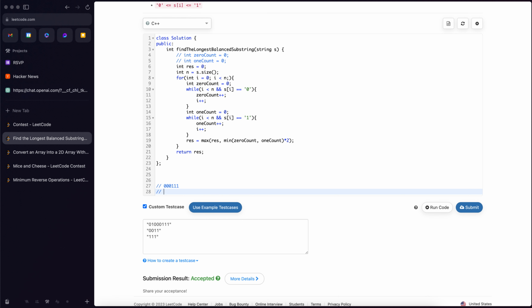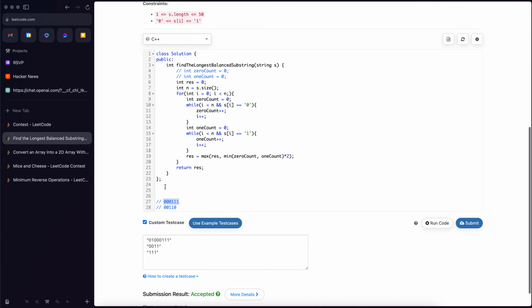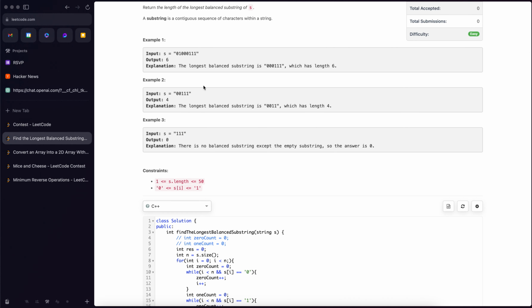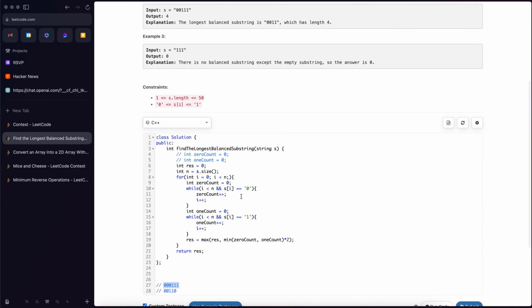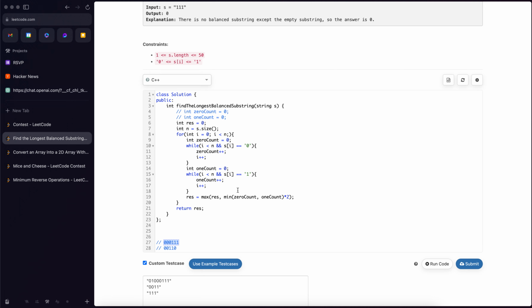But something like this, 0 0 and then 1 1 0, won't count, because all the zeros should come first, and then all the ones should be there, and the number of 0s and 1s should be equal. So this would be a valid subarray. Among all the valid subarrays we had to find the longest balanced substring. So this is fairly straightforward.